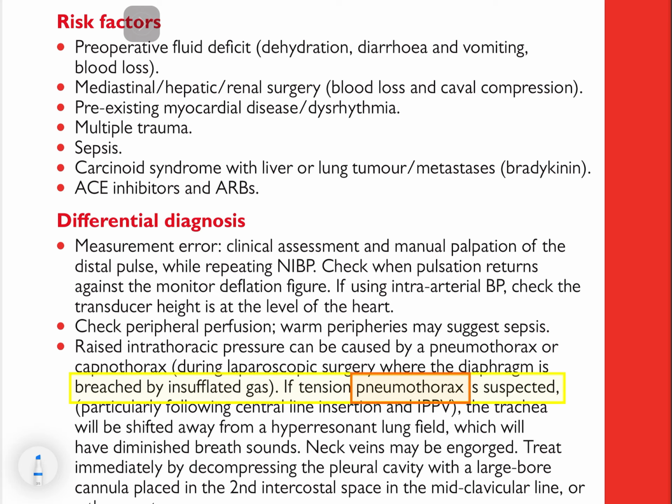If tension pneumothorax is suspected, particularly following central line insertion in IPPV, the trachea will be shifted away from a hyperresonant lung field, which will have diminished breath sounds. Neck veins may be engorged. Treat immediately by decompressing the pleural cavity with a large bore cannula placed in the second intercostal space in the midclavicular line, or a thoracostomy.